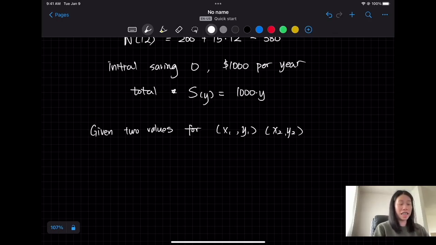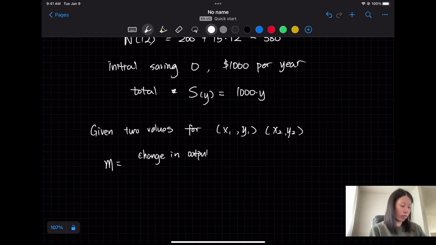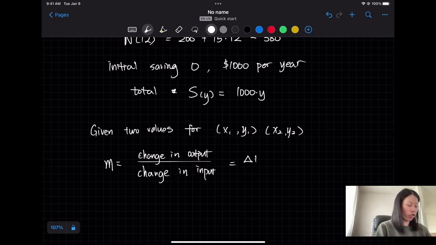If we wish to find the linear function that contains both points, we can calculate the rate of change by: the slope equals the change in output over the change in input. In math, we use a delta, which is a triangle, to represent the change. The change in y over the change in x. So that means we have y2 minus y1 over x2 minus x1.